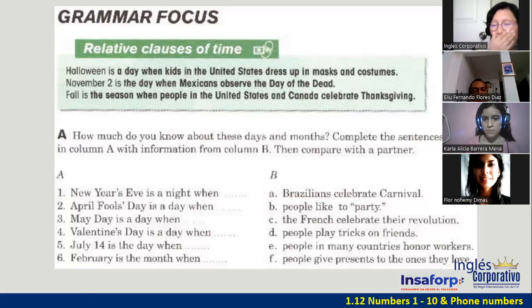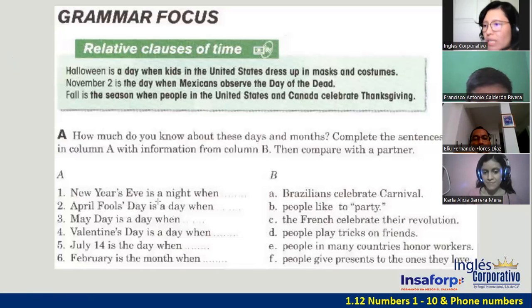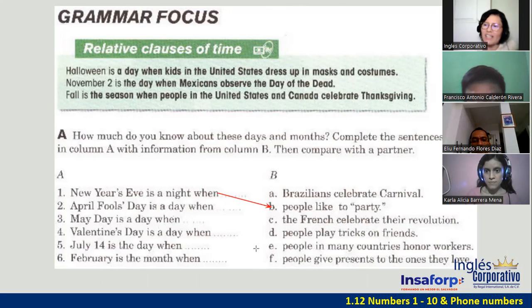Ready, guys? ¿Listos? Yes? Very good. Let's begin. Okay, so New Year's Eve. New Year's Eve is what? Letter B. New Year's Eve is a night when people like to party. Vamos a ver. What about April Fool's? Luego vamos a revisar si está correcto. April Fool's Day is a day when people play tricks on friends.